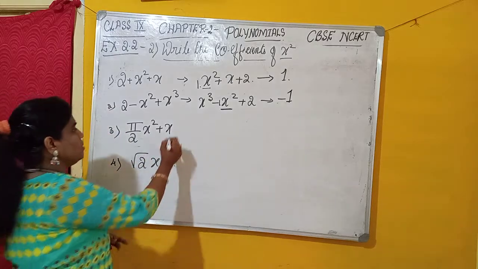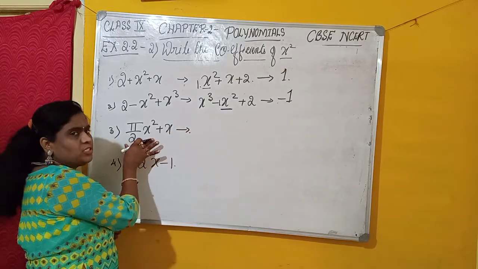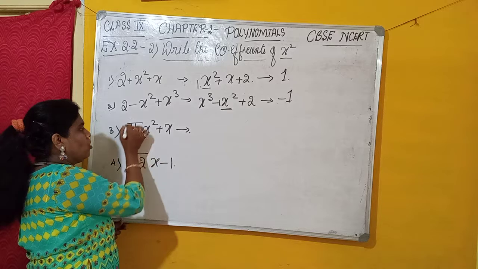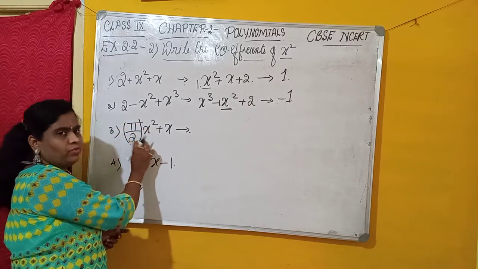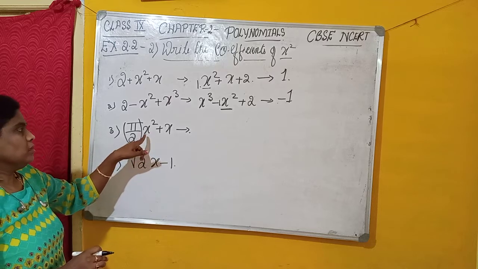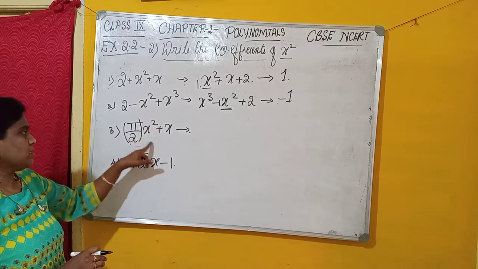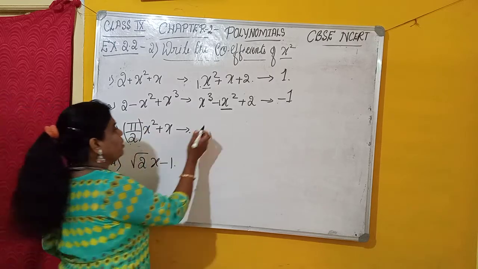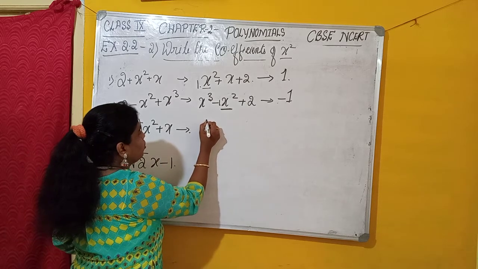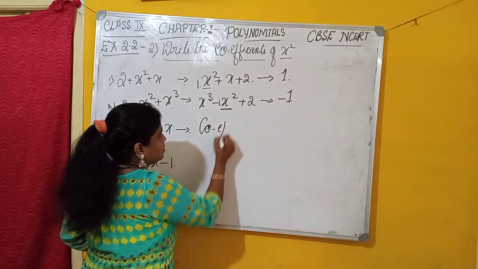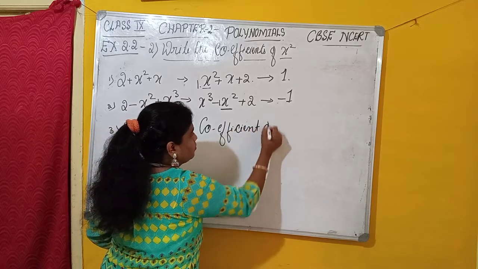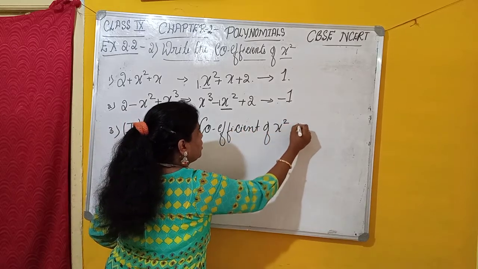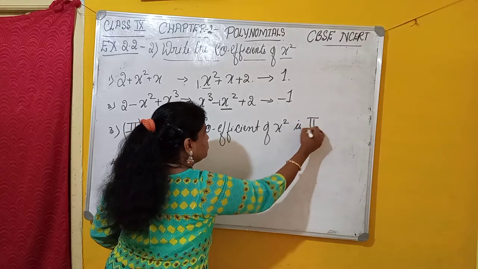And this is in the standard form. Here the constant is pi by 2. The constant along with the term x square is pi by 2. Therefore, the coefficient of x square is pi by 2.